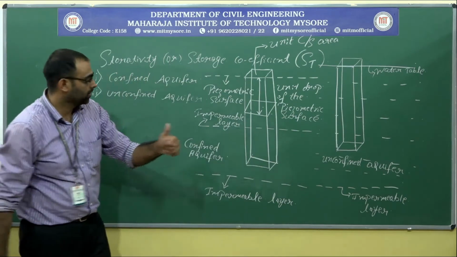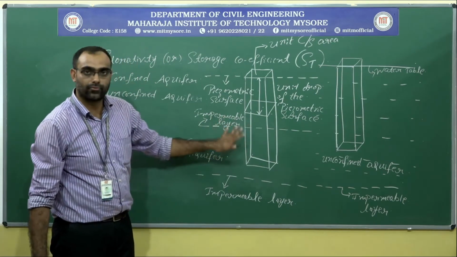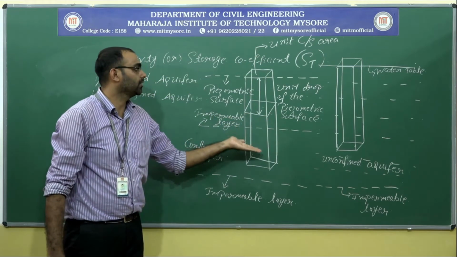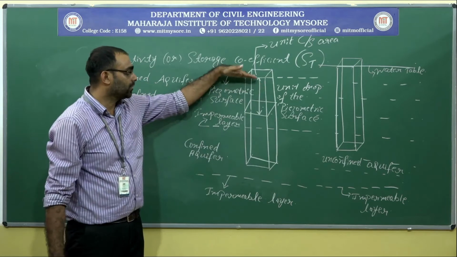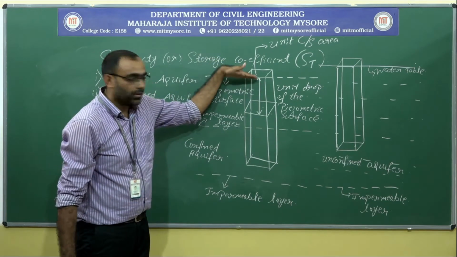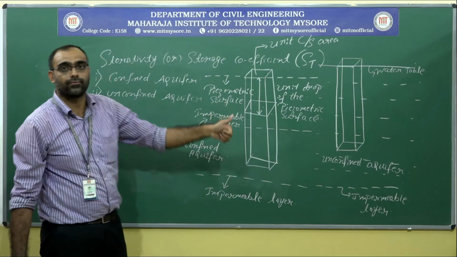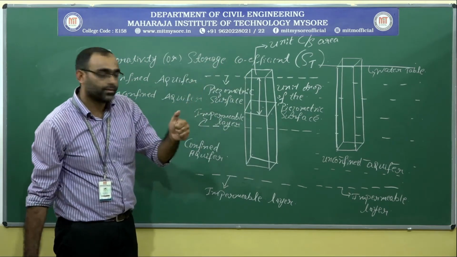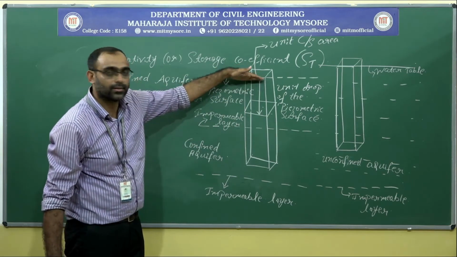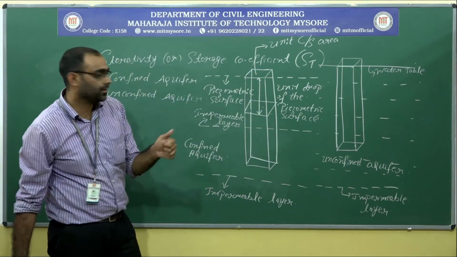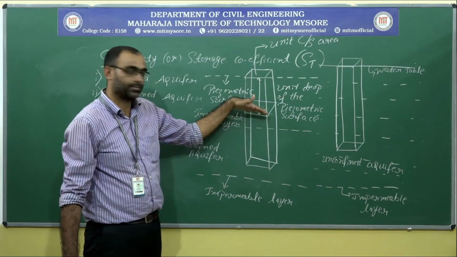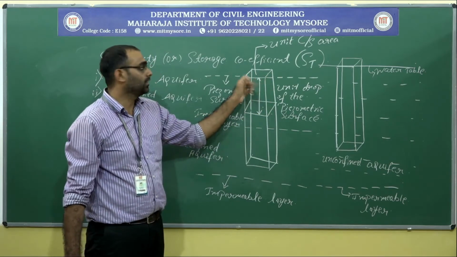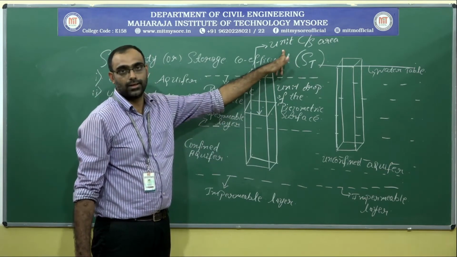Clear about it? What we did? We took a confined aquifer, we inserted a piezometric like structure. What happens? Immediately the water starts to rise and it will stop at a particular point, okay. And if I start to further extract this water, water will come out. What happens? There will be a drop of this surface. Let's say there is a unit drop of the surface, okay. And this piezometric like structure will be having unit cross-sectional area.